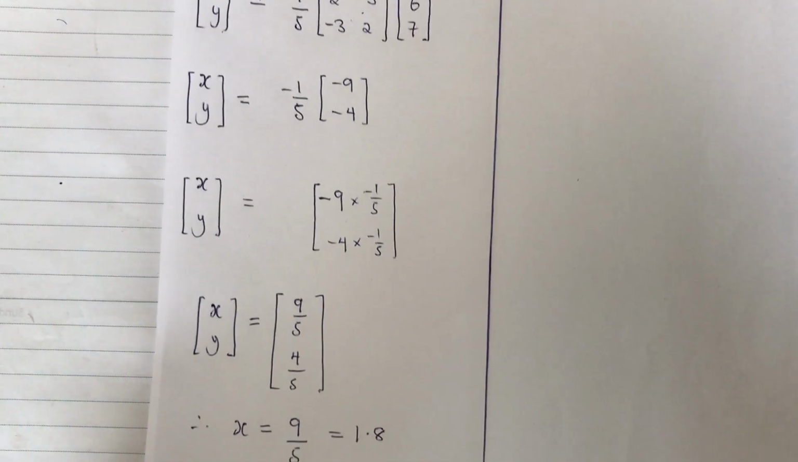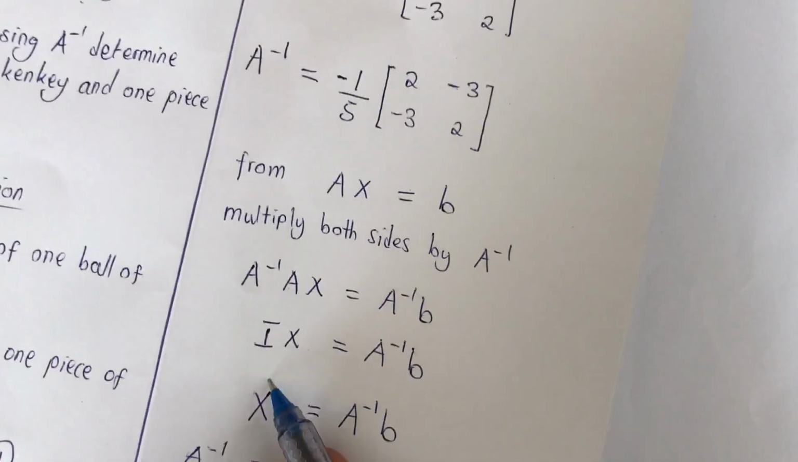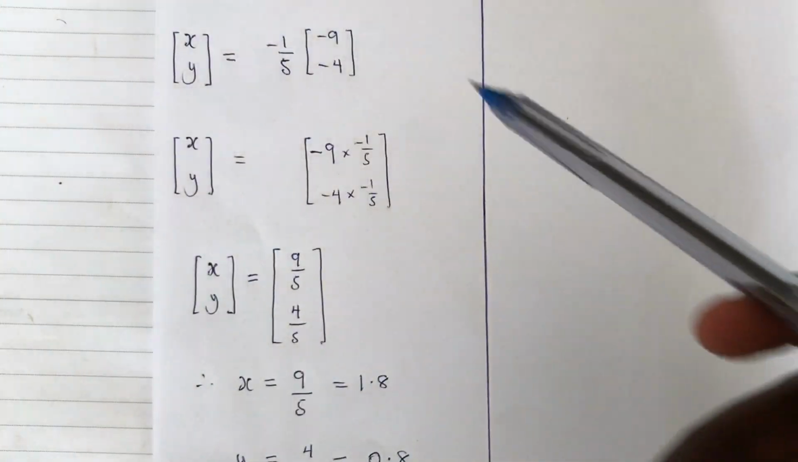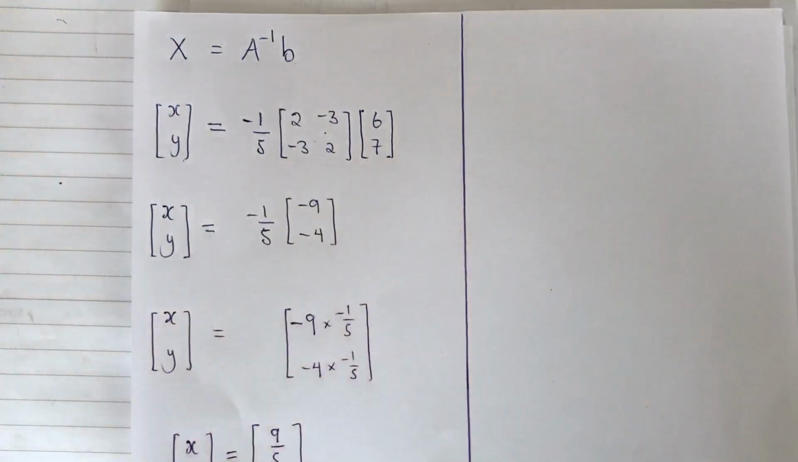If you really want to solve or show workings for finding x equals A inverse times B, it depends on you. I just taught you how to do that. That is the reason why this equation is giving us x equals A inverse times B.